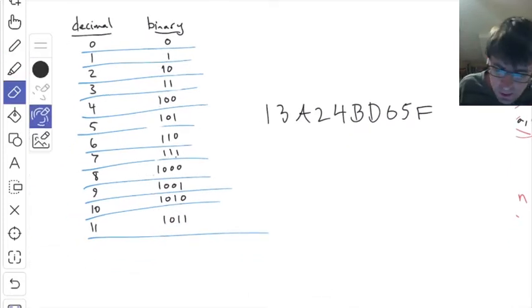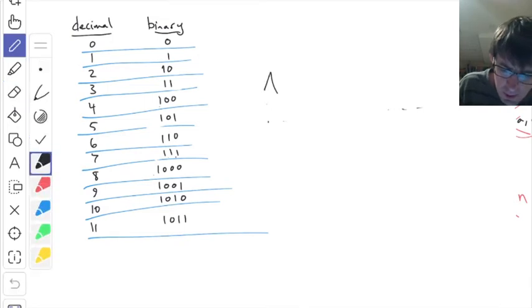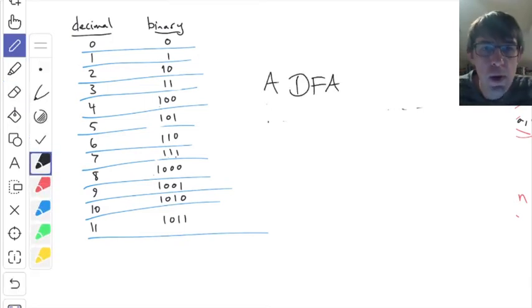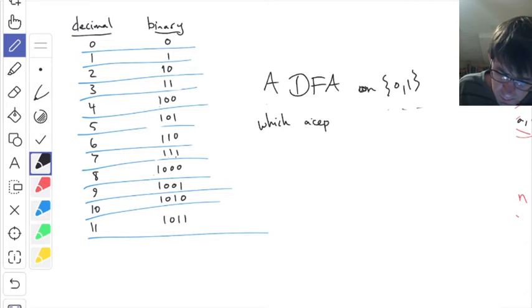What I want to do is make a DFA which accepts a binary string which represents a number which is divisible by 3. So a DFA on the alphabet 0 and 1, which accepts a binary number divisible by 3.